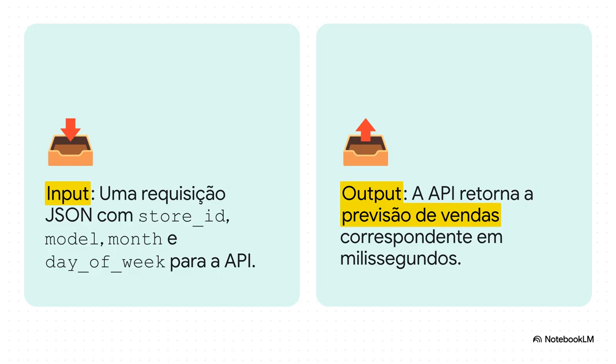And this is how it all comes together in the real world. Another system sends a simple JSON request with some details, the store, the car model, the month, and our API, powered by the model, shoots back a concrete prediction in milliseconds. In this case, it predicts exactly 18.75 sales for the Onyx under those conditions.